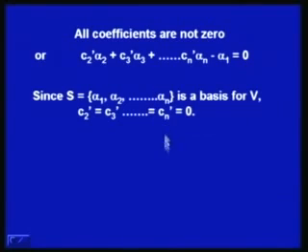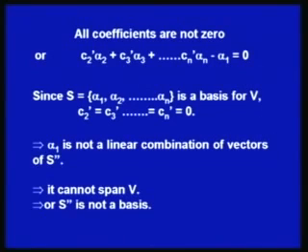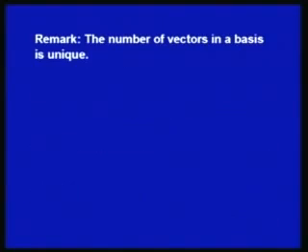So, now we have arrived at a contradiction. Alpha 1 is not a linear combination of vectors of S double dash, and that means S double dash cannot span V, or S double dash is not a basis, and that is how we prove the theorem by contradiction.